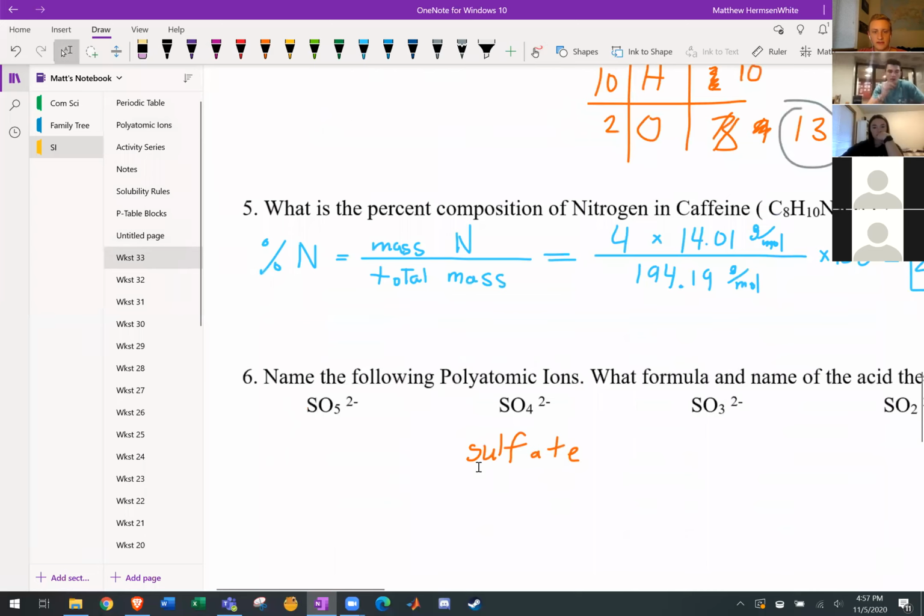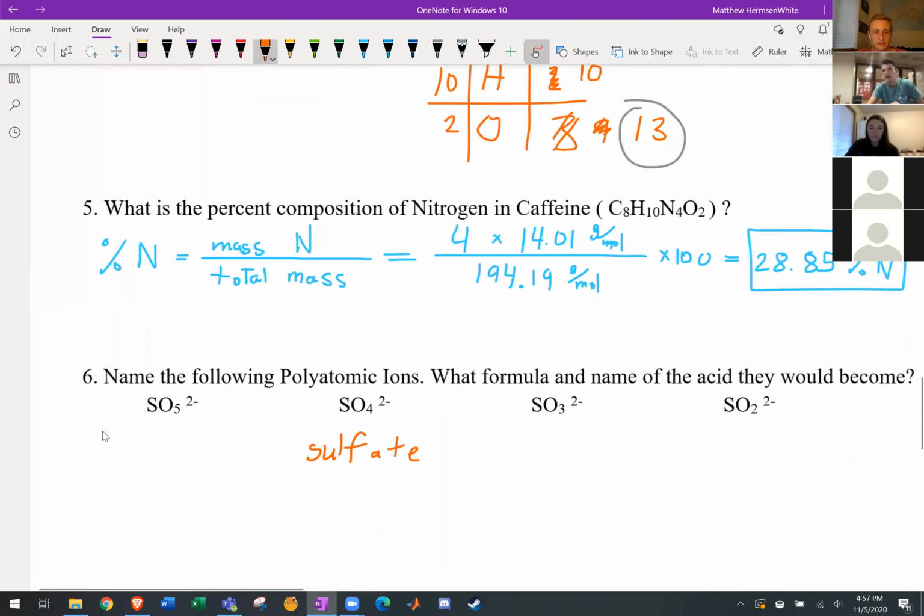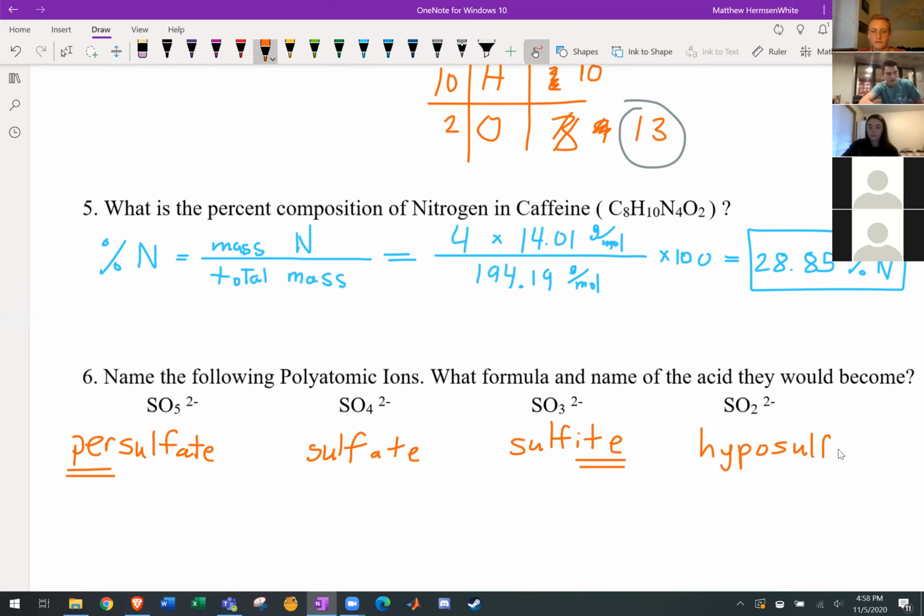So sulfate, now as we go up oxygens and down oxygens, we just change the prefix and suffix. So this would be persulfate. So I'm adding the per on the beginning. For SO3, we're going to change the ending to ite. So sulfite. So the ending changes to ite. And then SO2, which is another oxygen gone, we do hyposulfite. So hypo and ite. So these are all derivations of the standard one, which is sulfate.